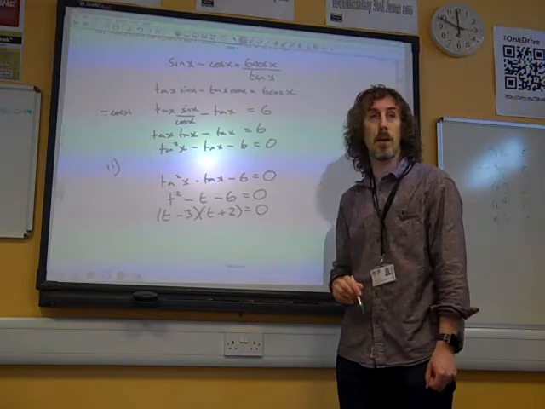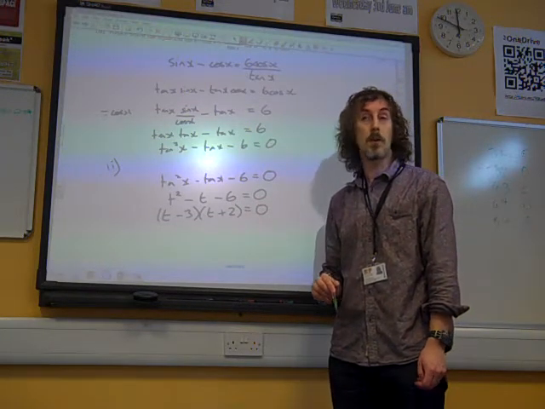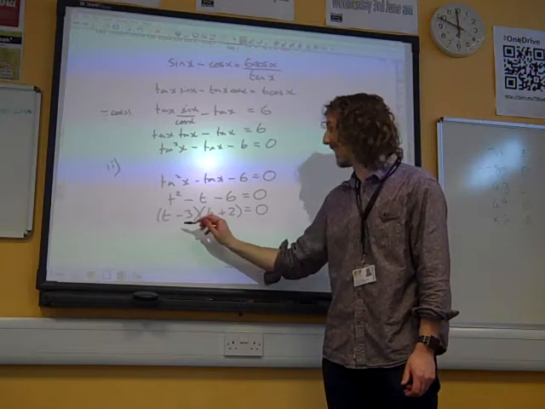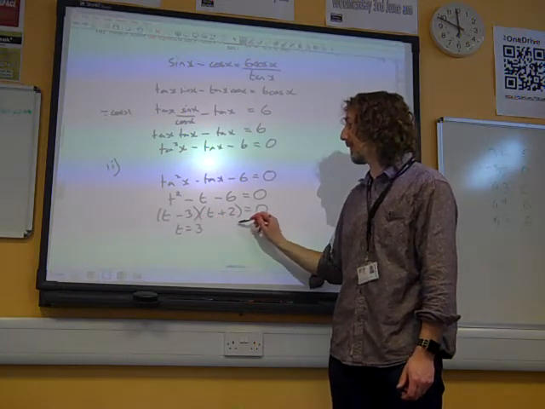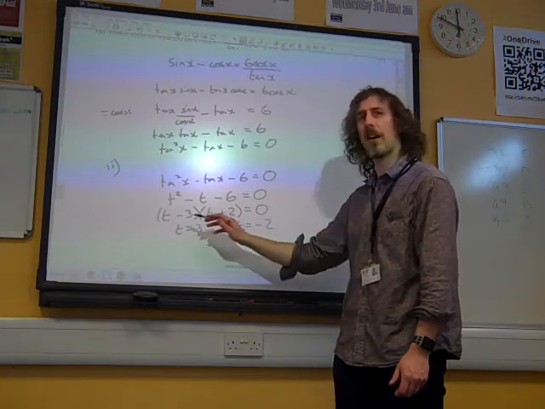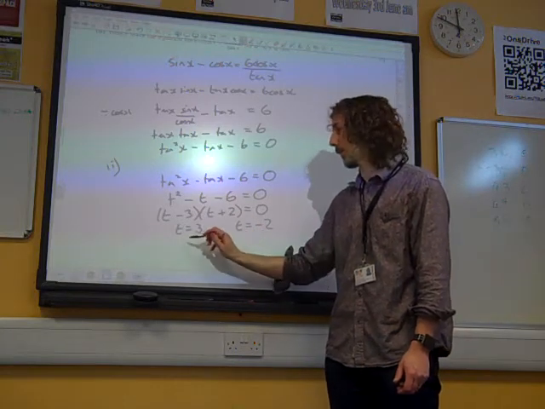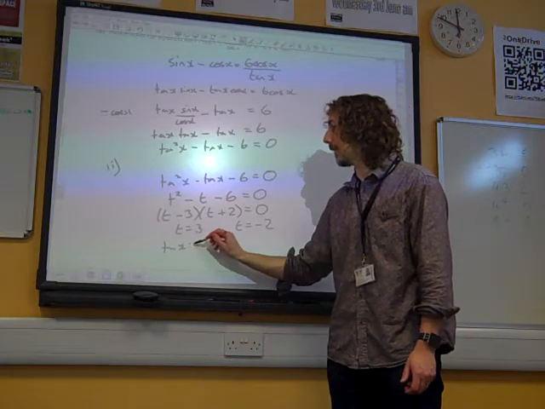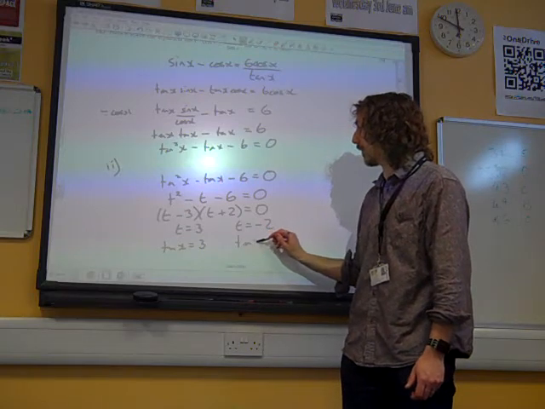And make sure that we get our factorising correct, which gives us that t is 3 and t is minus 2. Did you have the signs to remember? Yeah. So tan x is 3 and tan x is negative 2.